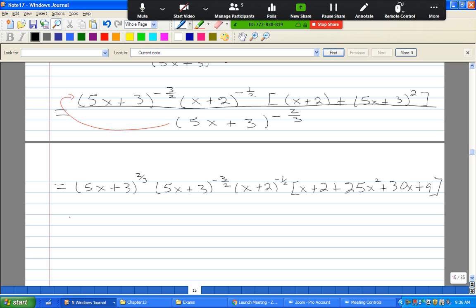Okay, so this is equal to. Let me rewrite. I have the same base. I'm multiplying, and so let me add exponents. So let's get a common denominator. The common denominator is 6. So this is 4 over 6, and this is a negative 9 over 6. And so let's multiply these together. So I keep the same base, 5x plus 3, and I add exponents. 4 minus 9 is a negative 5 over 6.